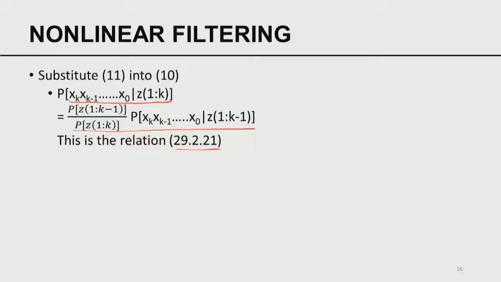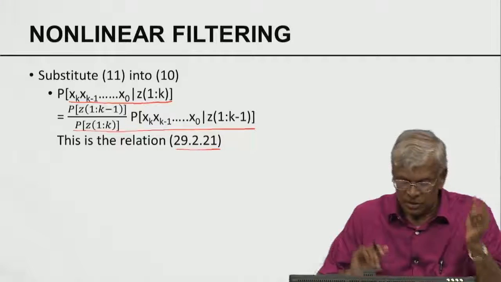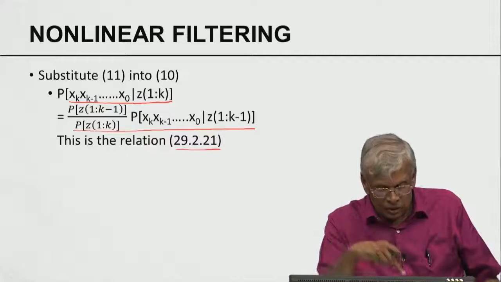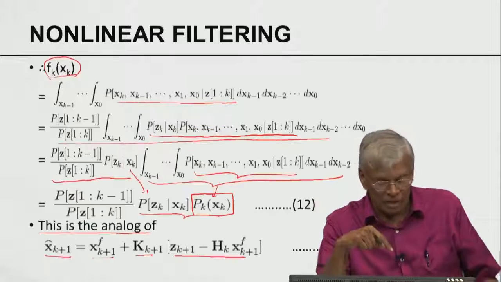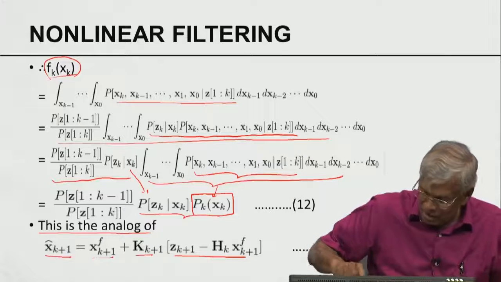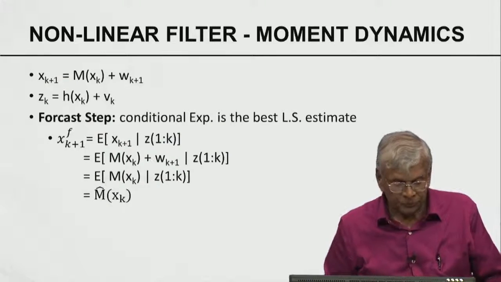I hope it is clear. So substituting again 11 in 10, you can see this relation is again given by the 29.2.1 in our book, and that's the important relation that relates the predictor density with the filter density.